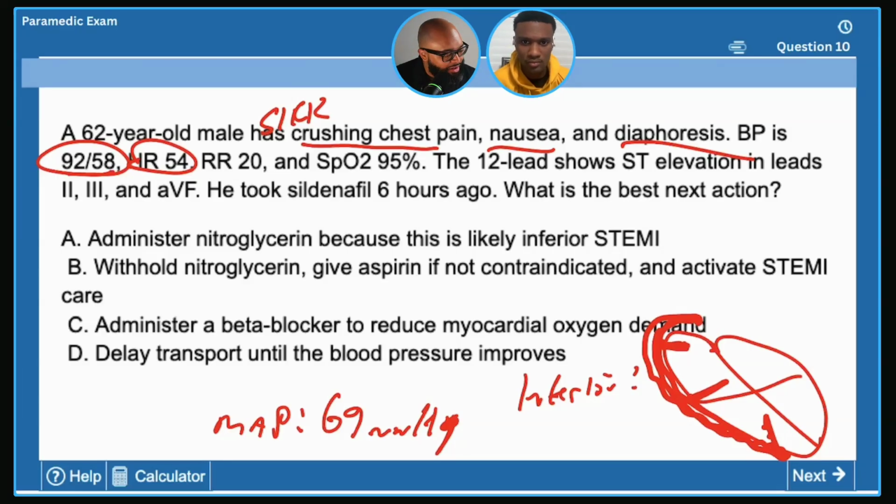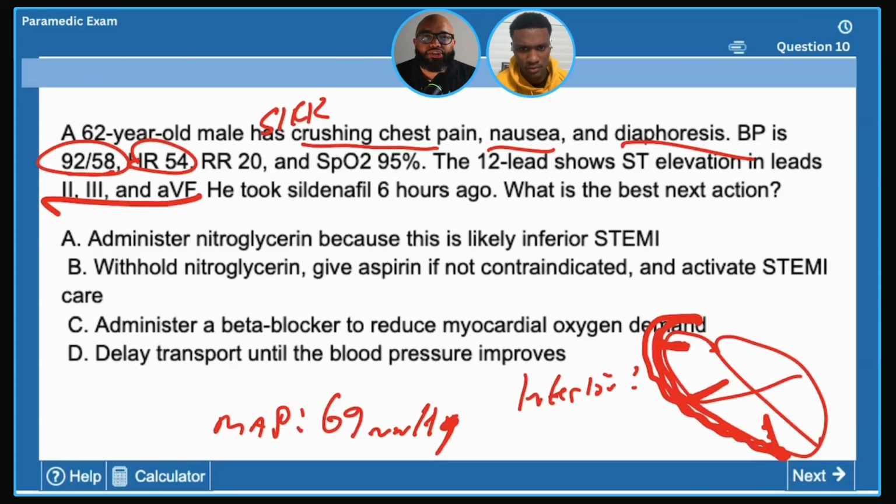What leads is that going to be? Leads 2, 3, and aVF. And it needs to be how many of those? It needs to be at least 2 contiguous leads, so 2 leads side by side in a group that go together. The question tells us it was 2, 3, aVF, so our suspicion is right. We would say this patient is having an inferior MI.